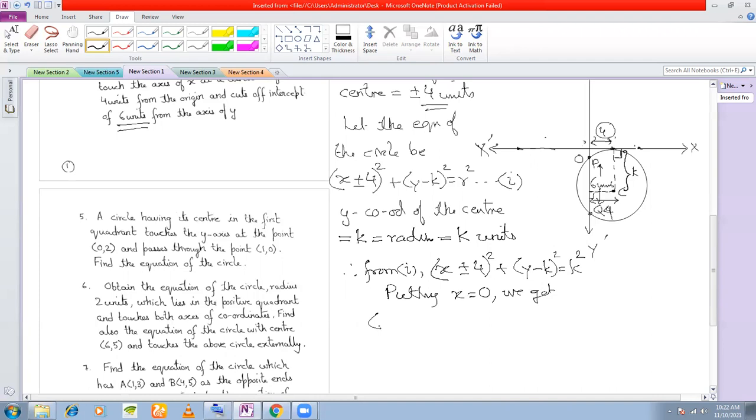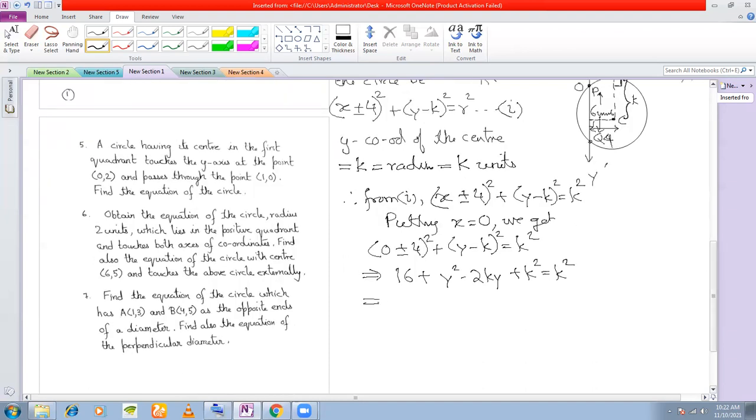So you get (0 ± 4)² + (y − k)² = k², which is equal to 16 + y² − 2ky + k² = k². Okay, so this k² and this k², they cancel. So what do you get here? You are actually getting a quadratic in y.